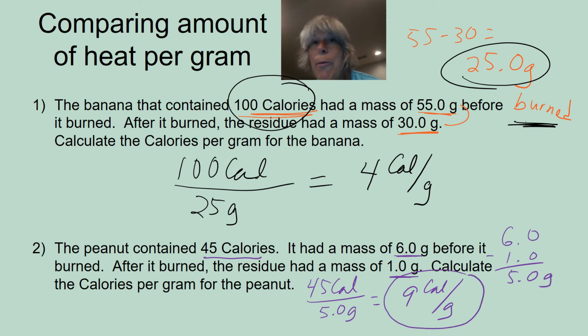Now, when we do this in lab, you're not going to get perfect results like I did. I just made up numbers and made them work out to be perfect. But you should find that your peanut does have more calories per gram than your banana.